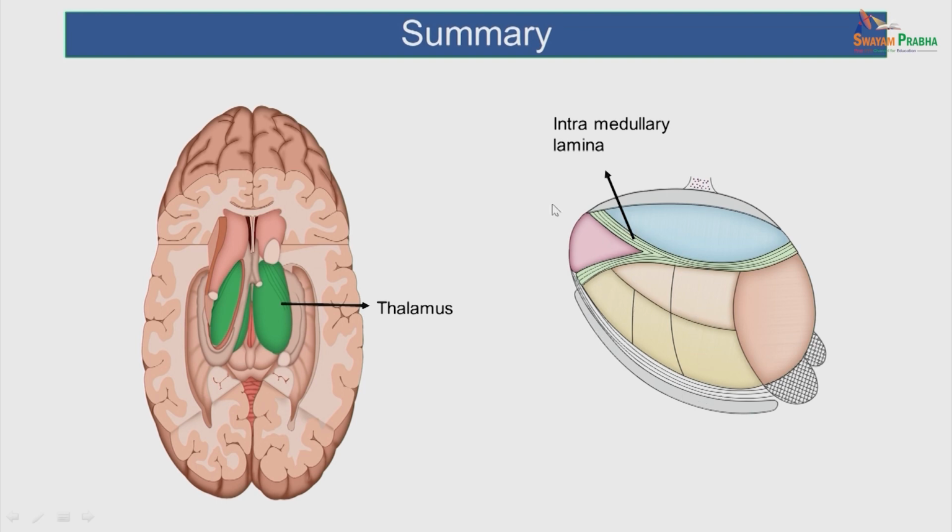The nuclei divided over here are the anterior nucleus, the dorsomedial nucleus, the lateral posterior and lateral dorsal nucleus, the pulvinar, the ventral anterior, ventral lateral and ventral posterior, which is divided into ventral posterior lateral and ventral posterior medial. There is a centromedian nuclear complex, the intralaminar nuclear complex and the reticular formation. We have the medial and lateral geniculate body.